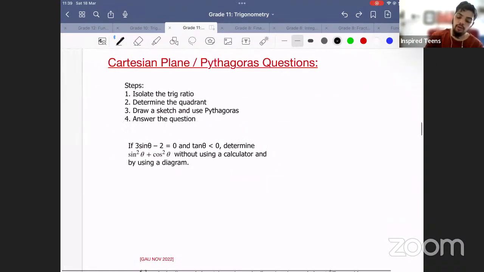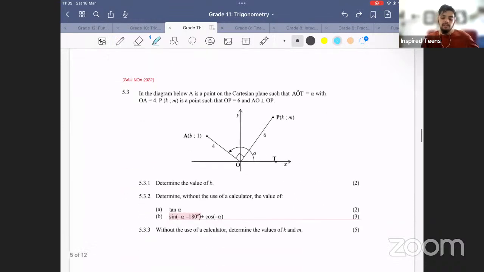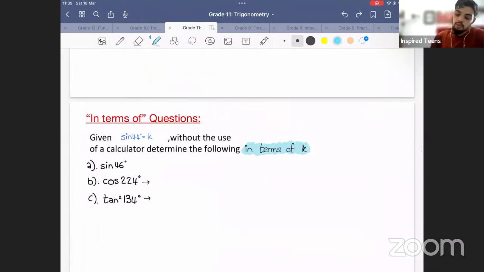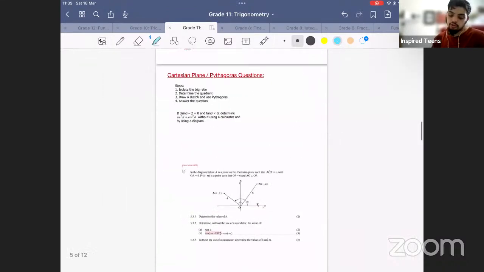Now, how do you know when to draw which? The key fact is that in terms of questions, you will see the words in terms of. They want you to solve for something in terms of another variable. So that's a great hint that this is the in terms of question. And of course, I'll show you how to solve those.